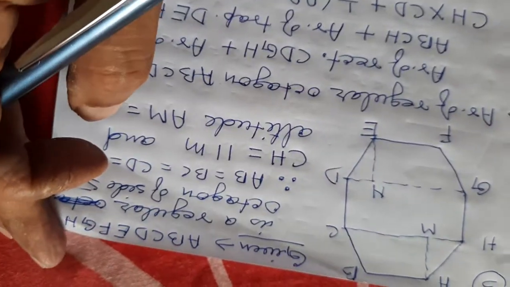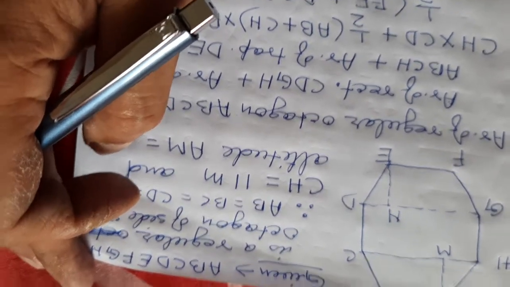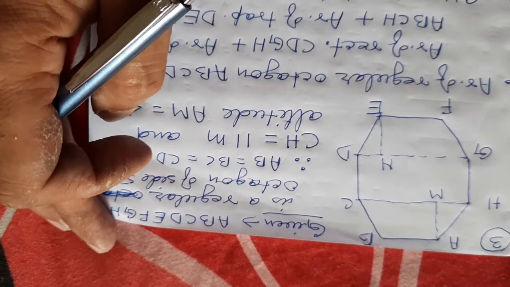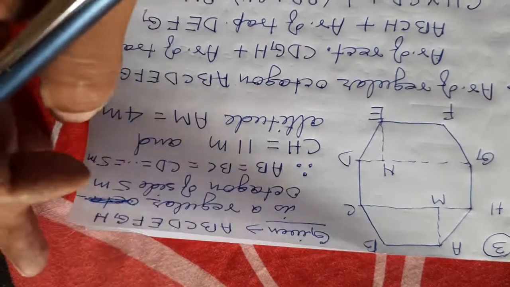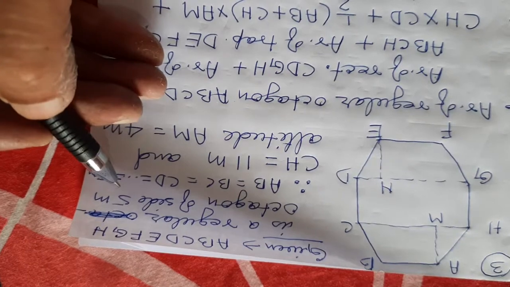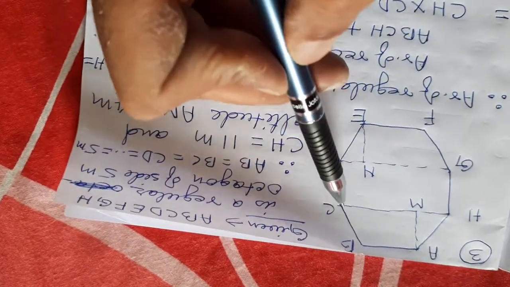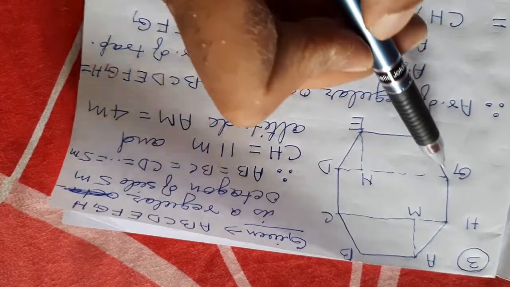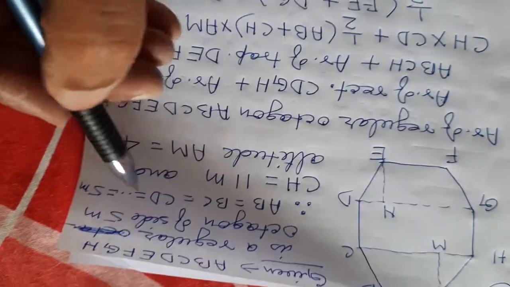A regular octagon ABCDEFGH having each side 5 meter. That means AB is equal to BC is equal to CD is equal to DE is equal to EF is equal to FG is equal to GH. Each side is 5 meter.